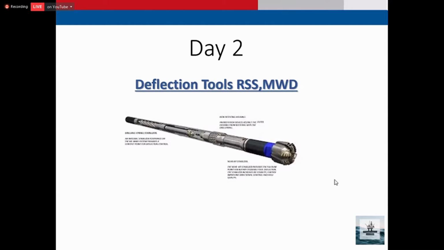Today is a more important and significant lesson for directional drilling, which is the deflection tools. Deflection tools are the tools responsible for the direction of the well: to start the kick-off point, then build the angle, then hold the angle, then drop the angle to the target. So how can we do this plan or trajectory? It is through deflection tools.